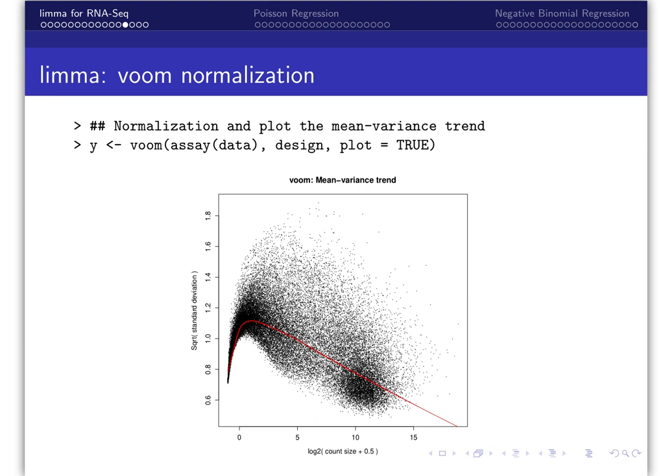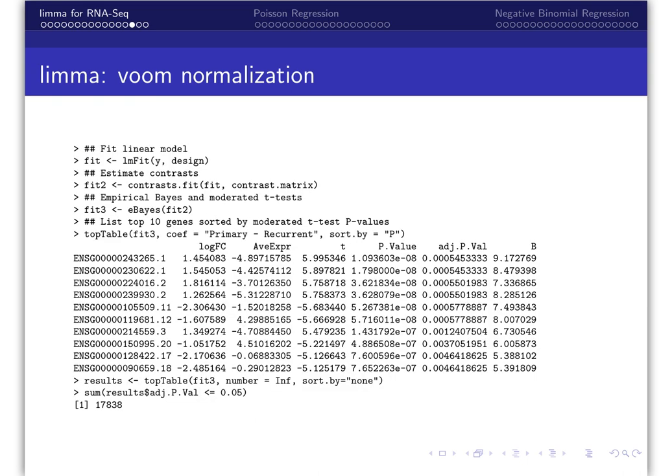We have already specified our design matrix and set up our contrast matrix. Before we fit our limma model, we transform the count data using voom. By setting the parameter plot equals TRUE, we get a graph that displays the estimated mean-variance trend. Then to perform the differential gene expression analysis, we first fit the linear model, then estimate the contrasts, then get empirical Bayes estimates. Perhaps we are interested in the primary versus recurrent paired comparison.